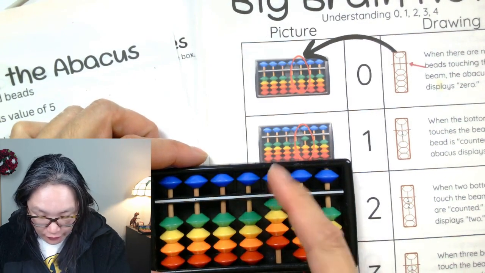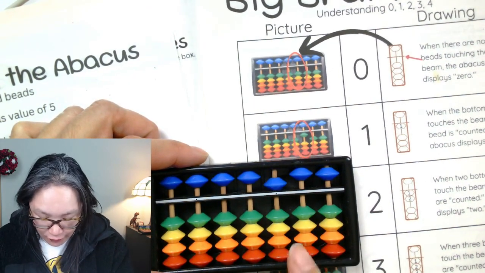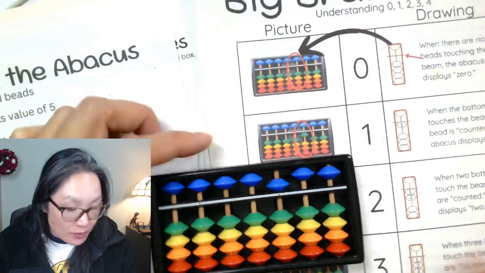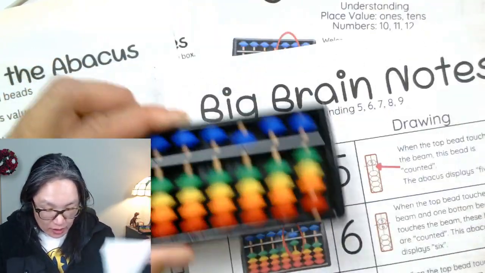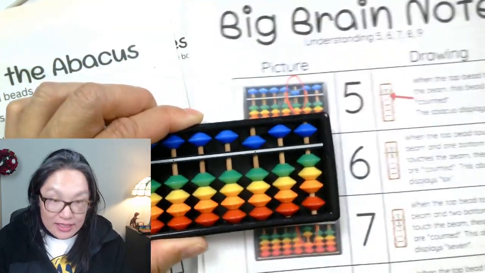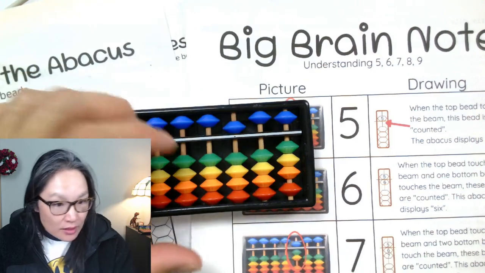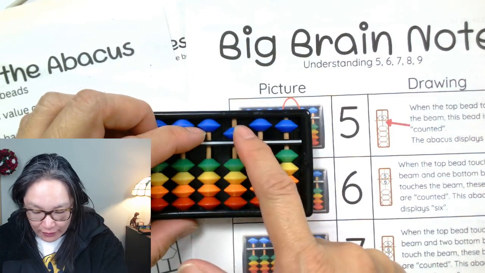And so the question is, well, what's after 5? After 4 is 5. The top bead will always be 5. So that's what this is. We are counting on the abacus. An abacus is the forgotten math tool. So this is 5. This is the top bead. The top bead will always be 5, no matter what.